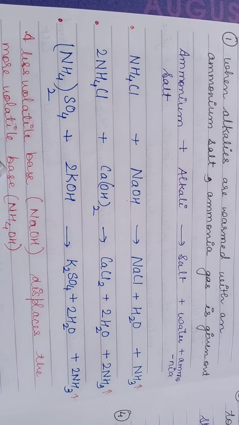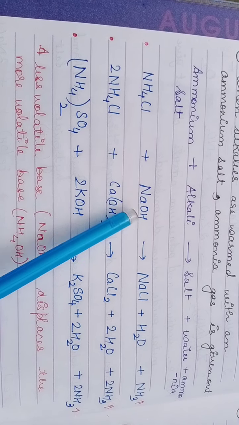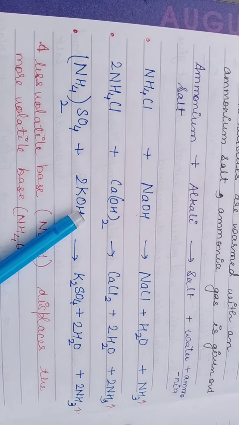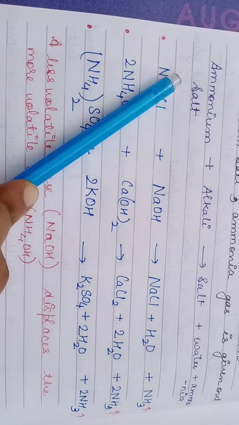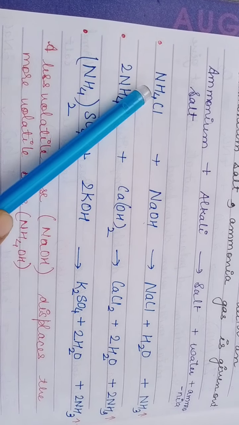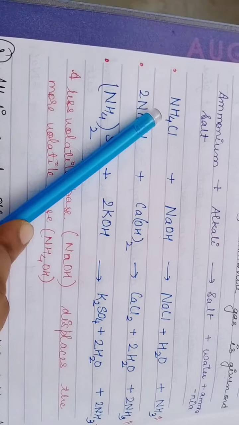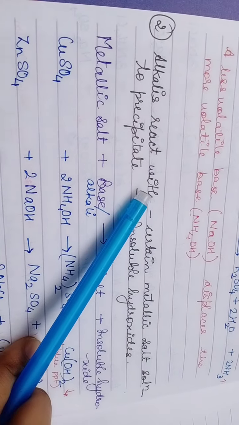Now in this case, you need to remember a less volatile base, sodium hydroxide and potassium hydroxide. These are all less volatile bases. It displaces the more volatile base. So what is it displacing? It is displacing ammonia here. Yes or no? It is displacing the ammonia from the solution. Are you getting? Okay. Then let us see the next preparation.